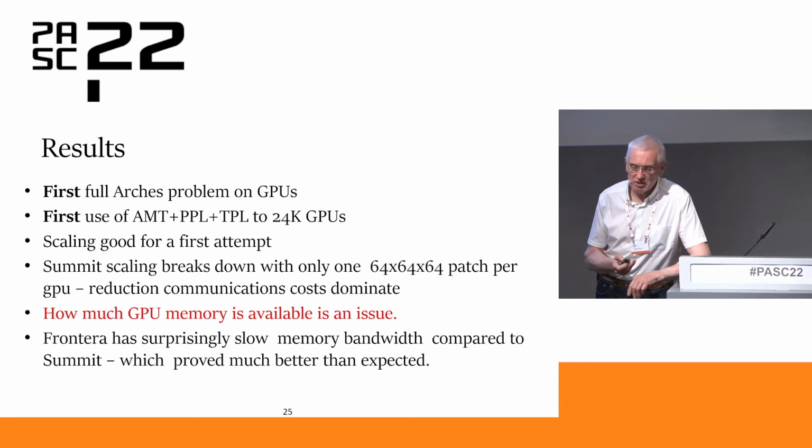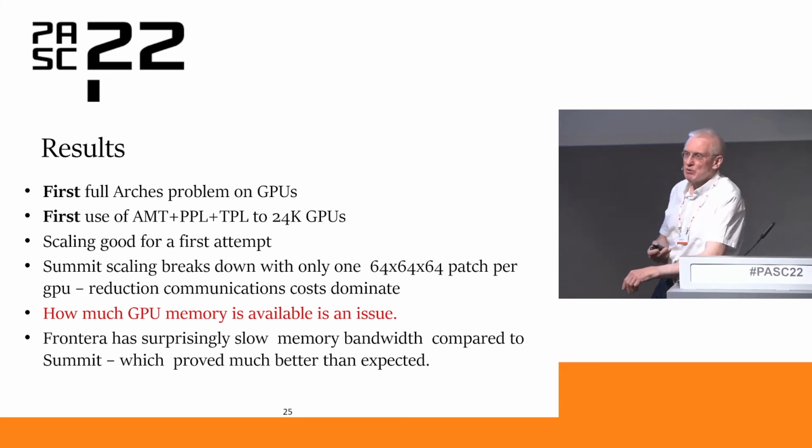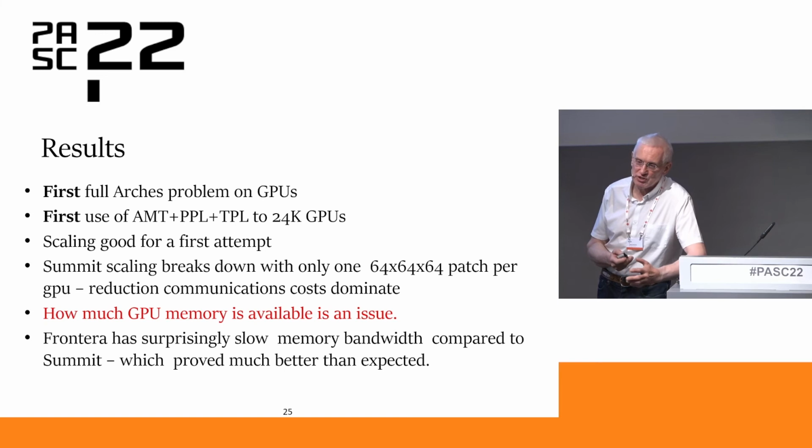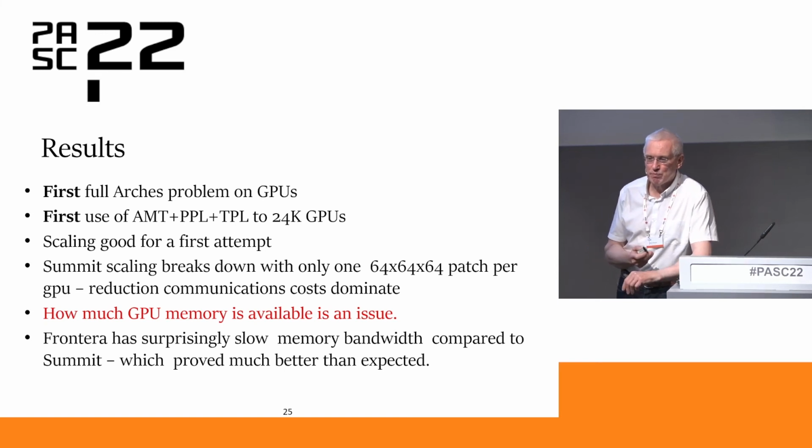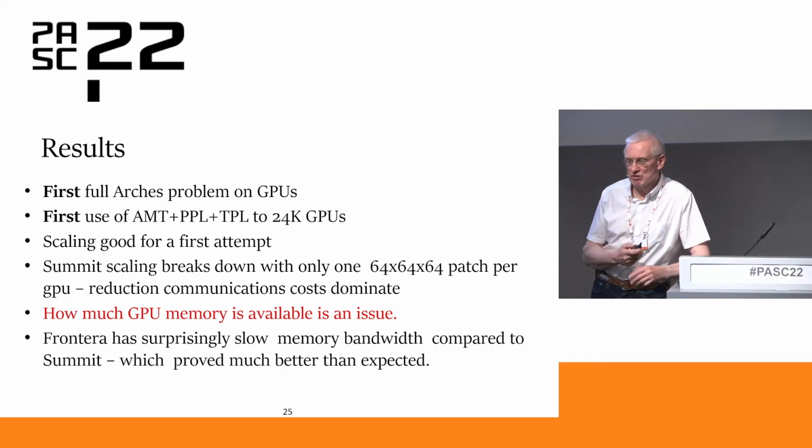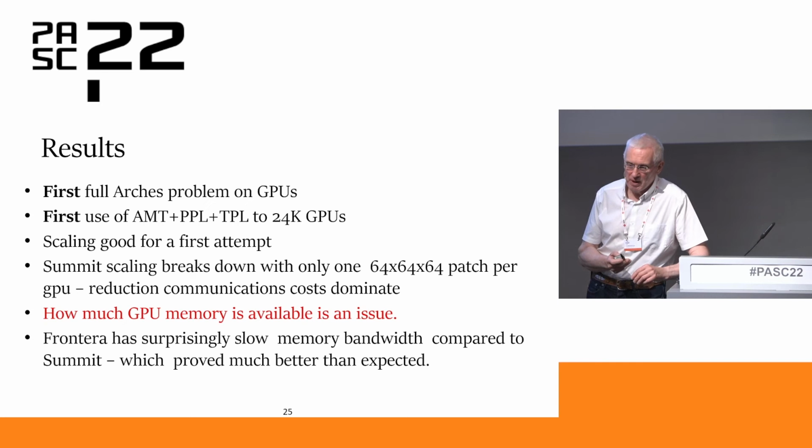So the results that we have show that we were able to run our benchmarks out to the full range of Summit. We were able to push the asynchronous approach, plus this portability approach, out to 24,000 GPUs. The scaling was pretty good for a very first attempt. It broke down on Summit a little bit because we only had a 64 cube patch per GPU, and the reduction communication cost dominated, which is why on 24,000 GPUs it kicked back up again.